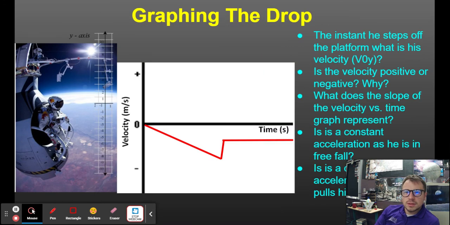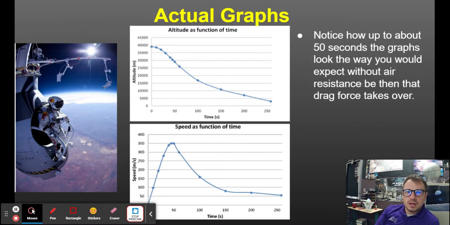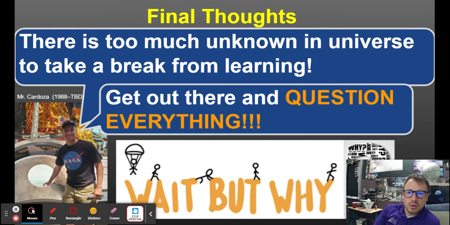These are the actual graphs of him. Notice that some of the numbers had to be fudged a little bit because as he was going down, it was sort of exponential, as he was entering more air, so it constantly changed. You can see here his actual speed: he was in free fall and kept accelerating until about 50 seconds later. About 50 seconds later, he hit enough of the atmosphere to slow him down.